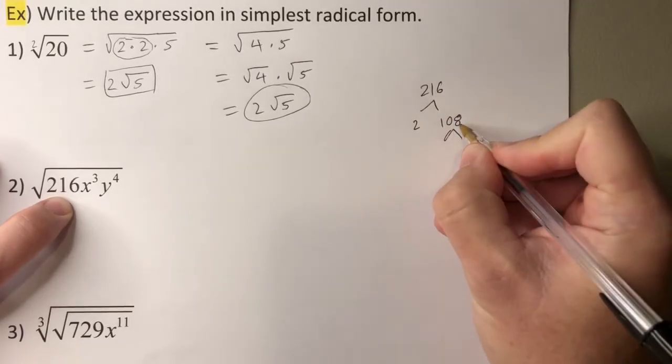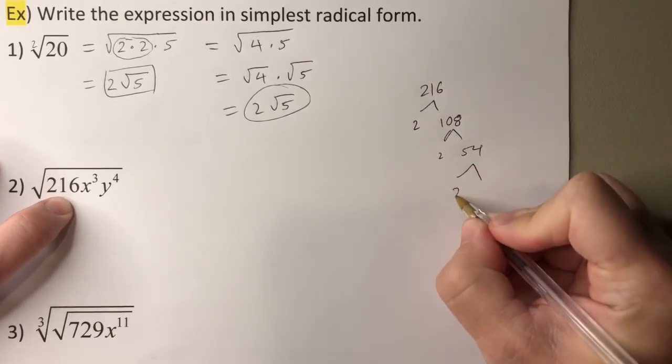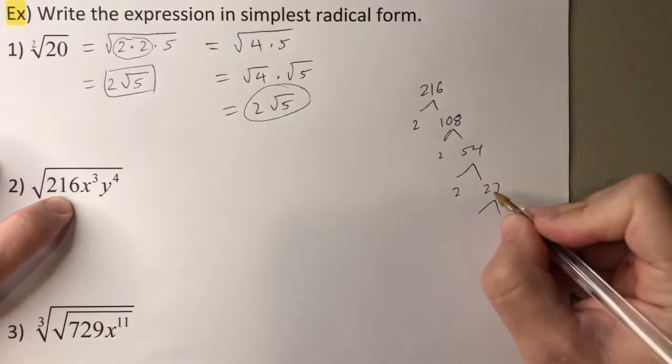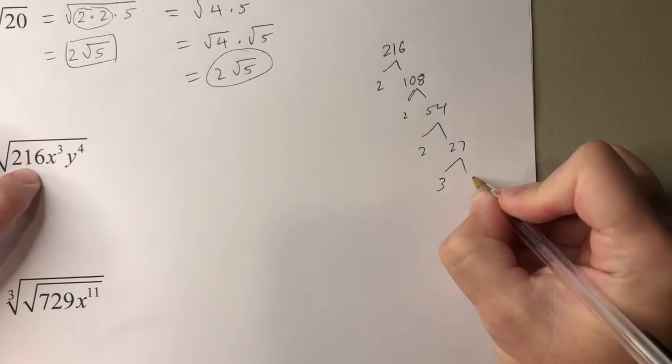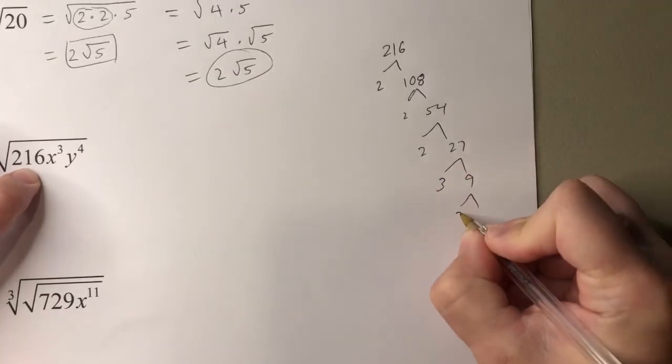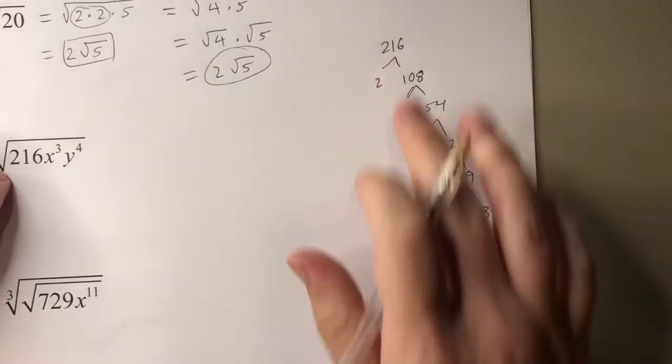Okay, divide this by 2 now. And you get this. Divide 54 by 2. And you get 27. Now it's odd. So try dividing it by 3. 3 times what? 9. And you can use your calculator to help you with this. Just keep dividing. So this is the prime factorization of 216.